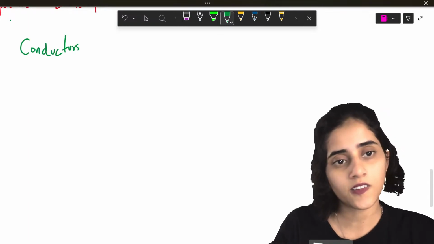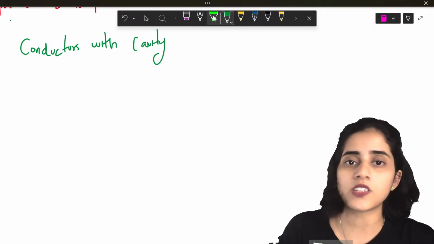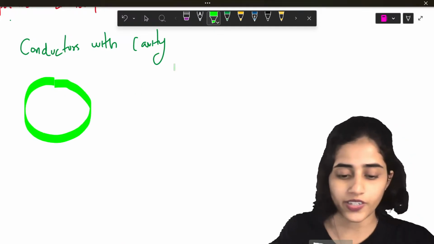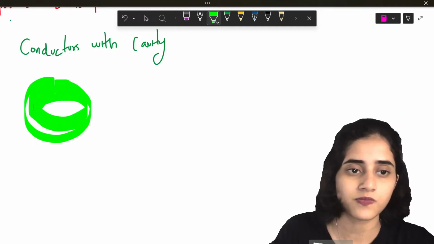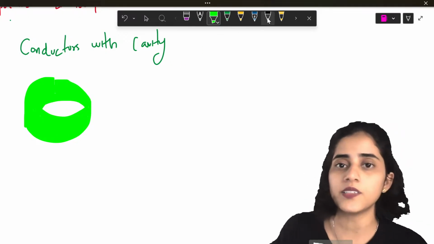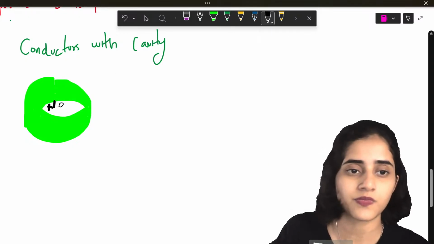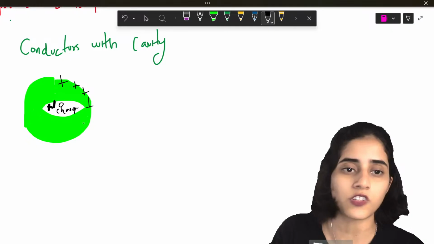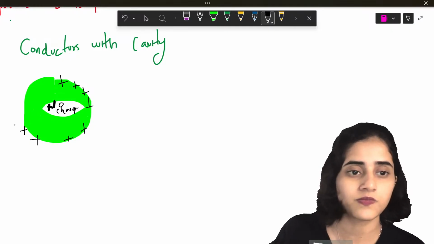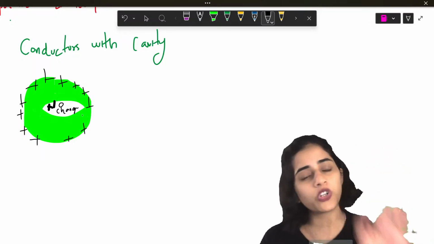Conductors with cavity. How it behaves is what I will explain next. Now imagine there is a conductor. Okay, there's a conductor, and this conductor has no charges inside it. Here it has no charge. So the charges are all on the surface of the conductor. Yes. So this is how usually a conductor is.